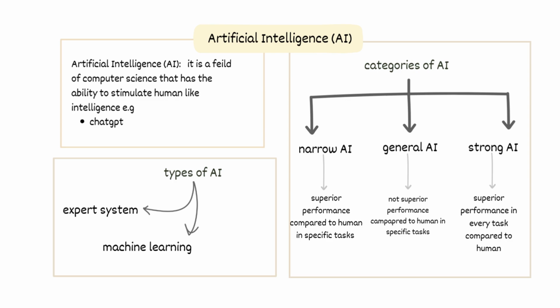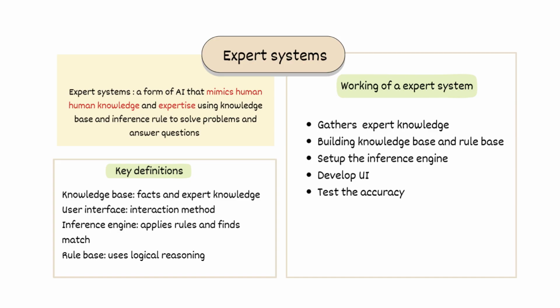Now, as we talk about the types of AI, we'll talk about expert systems. Expert systems, a form of AI that mimics human knowledge and expertise using a knowledge base and inference rules to solve problems and answer questions. The key definitions would be knowledge base, user interface, inference engine, and rule base. Knowledge base contains facts and expert knowledge. User interface, interaction method basically, like UI. Inference engine applies rules and finds matches. Rule base uses logical reasoning.